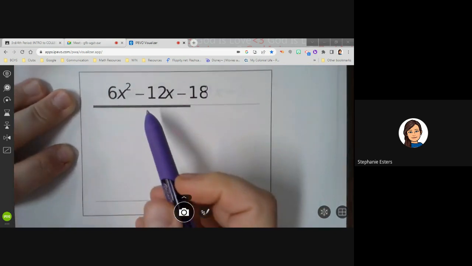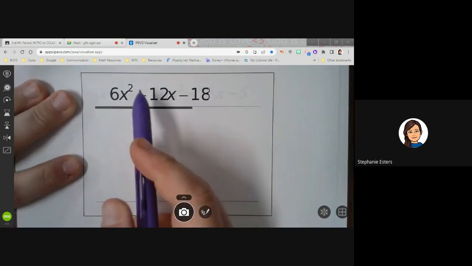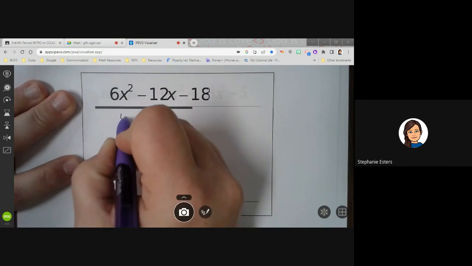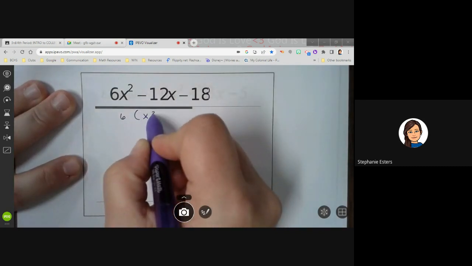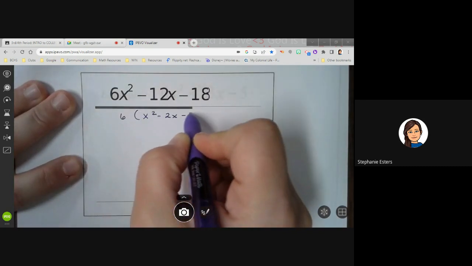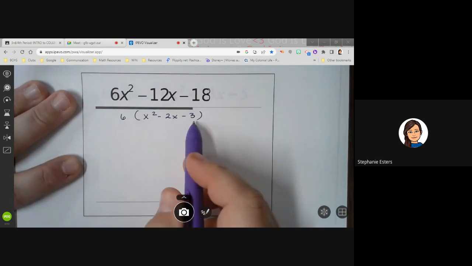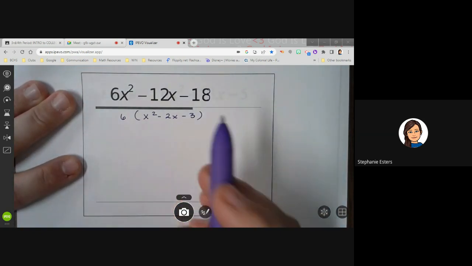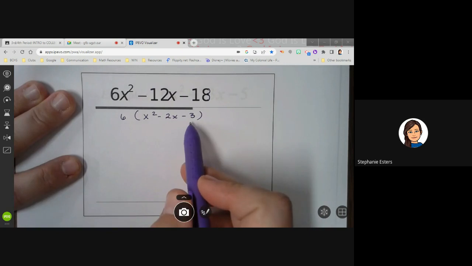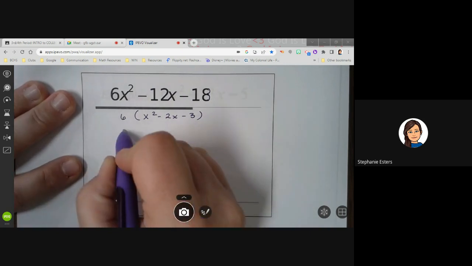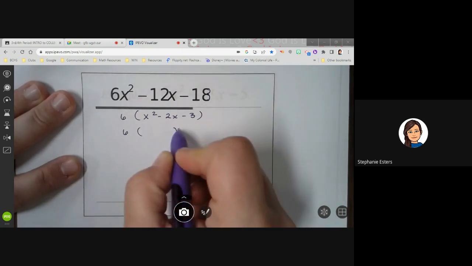So first of all, this problem totally has a GCF. 6, 12, and 18 are all divisible by 6. And when I factor out that GCF, I am left with x squared minus 2x minus 3. From here, I can factor again using trinomial method. The 6 for my GCF does just come down.